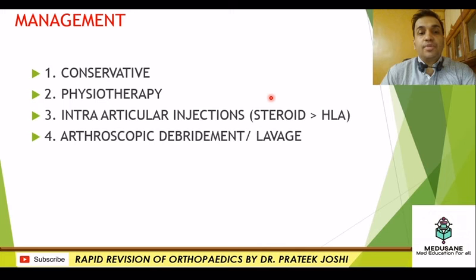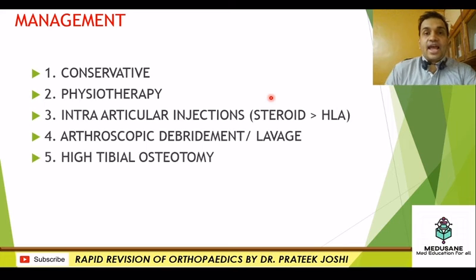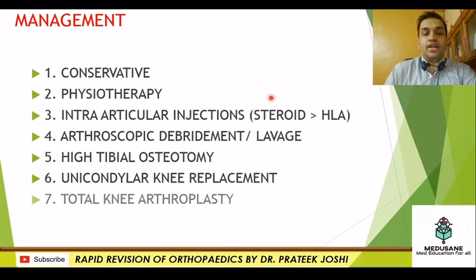Moving on, arthroscopic debridement or lavage is a kind of therapy which is being investigated for the osteoarthritis of knee. However, long-term results on arthroscopic debridement as a treatment for osteoarthritis is yet to be found. Then high tibial osteotomy, which is a different topic onto itself, and then you have your unicondylar or bicondylar, that is total knee arthroplasty, which is the final treatment or the gold standard treatment for osteoarthritis.